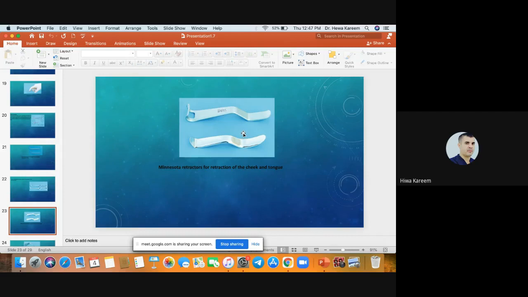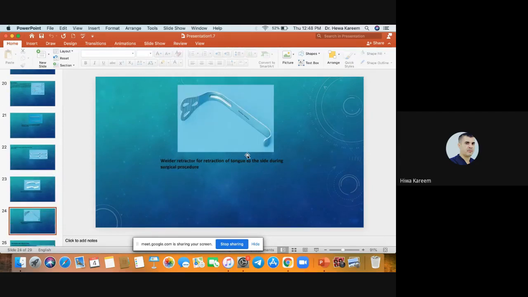Also, Minnesota retractor for retraction of the cheek and tongue. This is for tongue and cheek. Also, this retractor, Weber retractor, for retraction of the tongue by this side and this end for the cheek retraction. We can use this retractor for retraction of the tongue by this area and by this area for the cheek to the side during the surgical procedure.